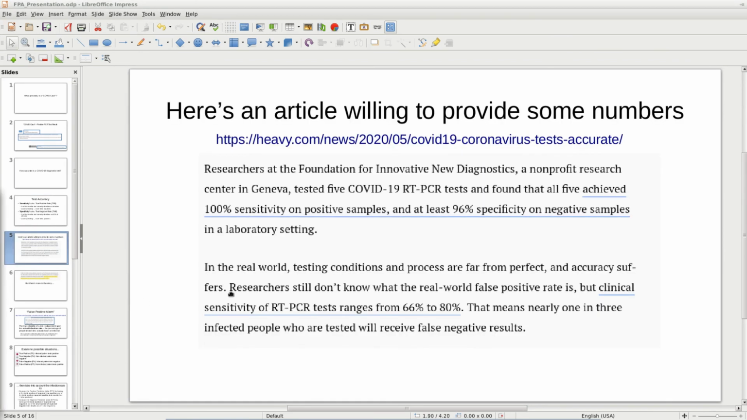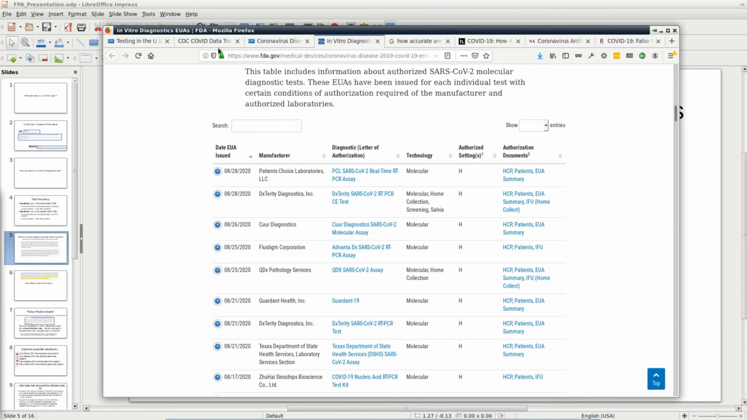So I went searching to try to find some reasonable numbers for the true positive rate and true negative rate for the COVID-19 diagnostic test, the PCR test. And it turns out it's actually kind of hard. It's hard to find, and I think there are a number of reasons for that. But there's no single set of numbers that apply across the board unless you think about it as an average, because let me show you.